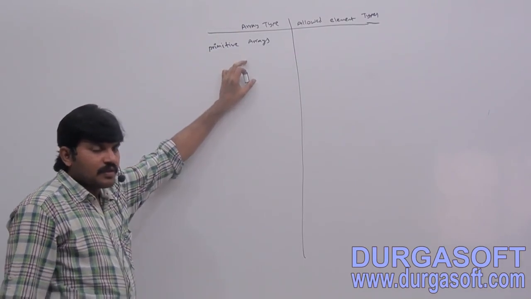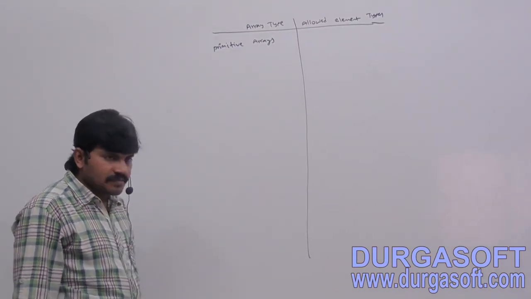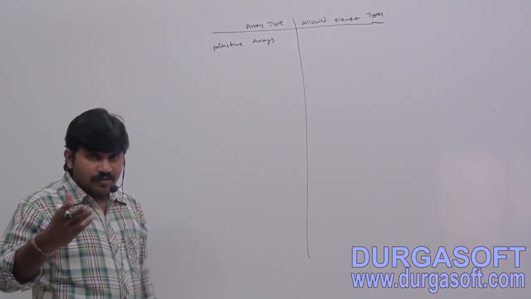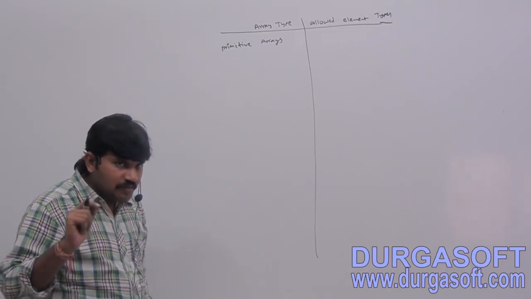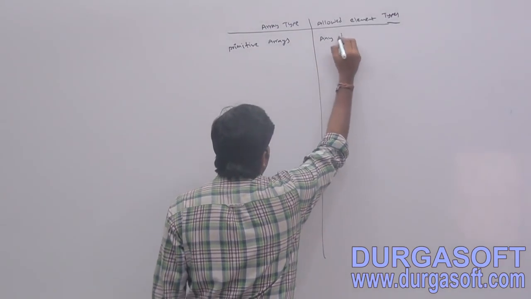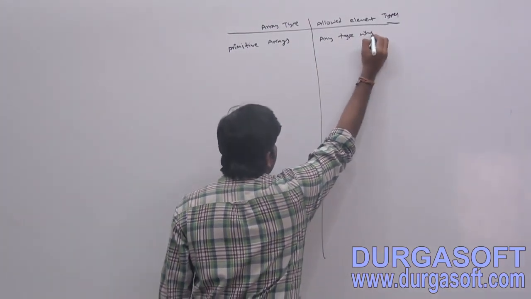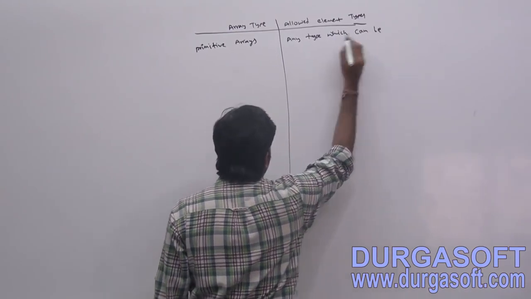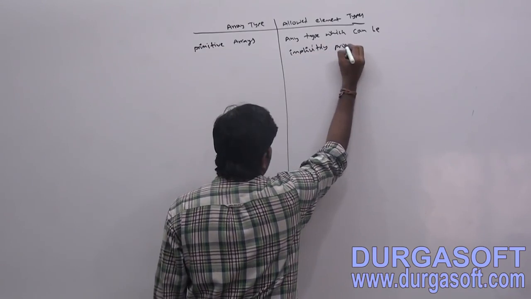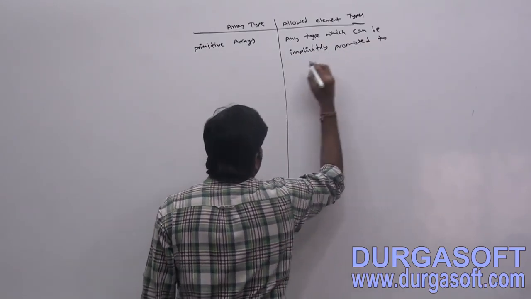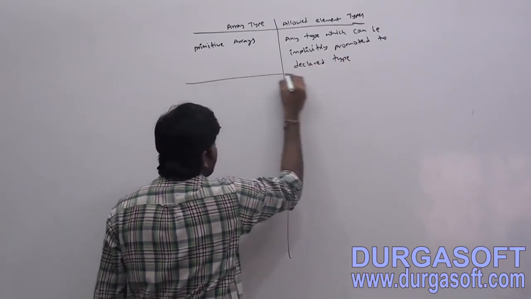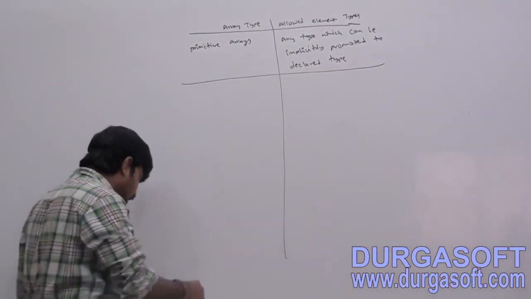Case 1, primitive arrays. In the case of primitive type arrays, as array elements, we can provide any type which can be implicitly promoted to the declared type.